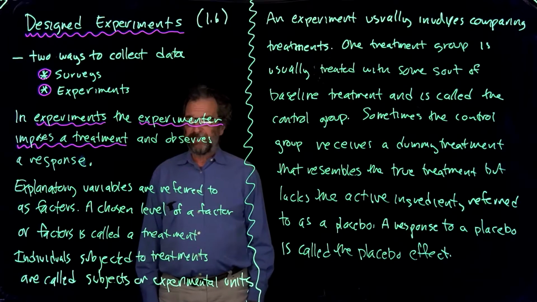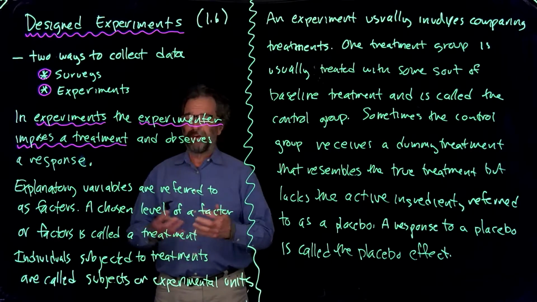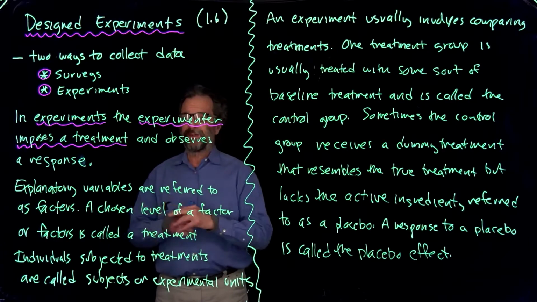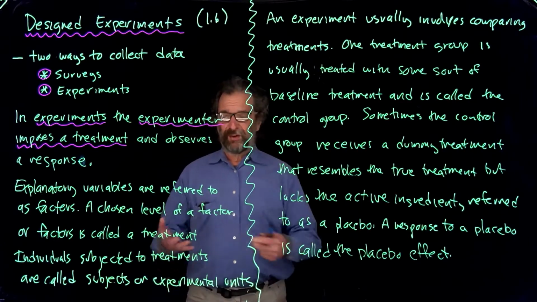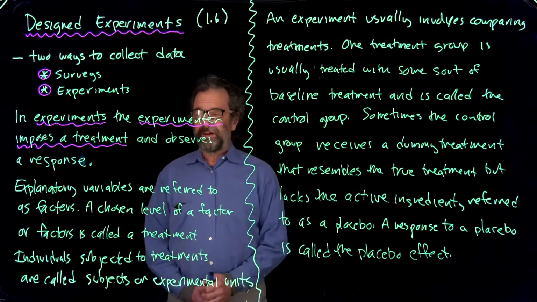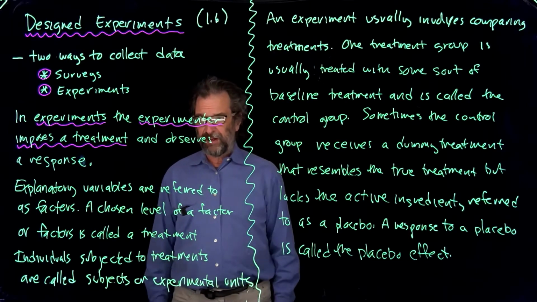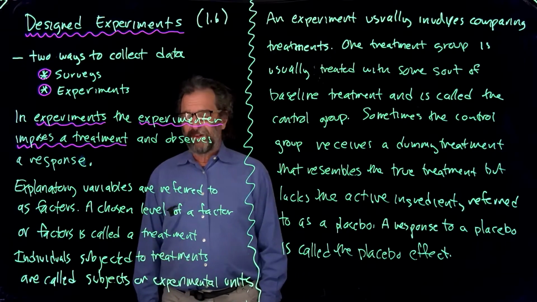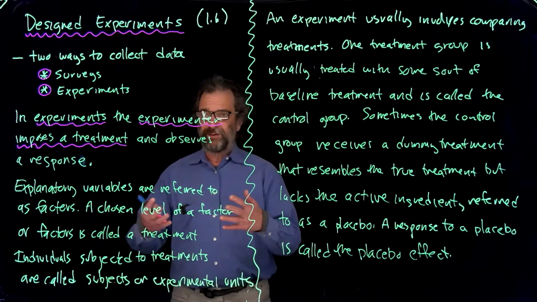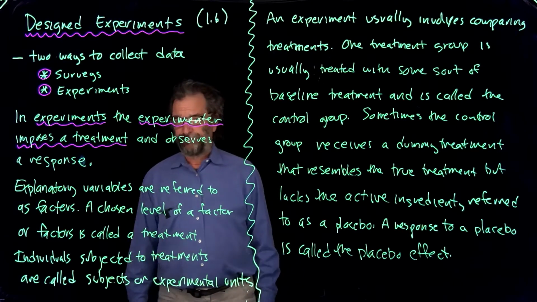a treatment themselves. Maybe they divide the subjects into groups in some way and impose some treatment on one group, another treatment on another, so they have control over who gets what. That's how you know if it's an experiment, if the experimenter has control over who gets what treatment. If the experimenter doesn't have any control over who gets what treatment, then they're just doing a survey looking at the effects of treatments that they can't control.